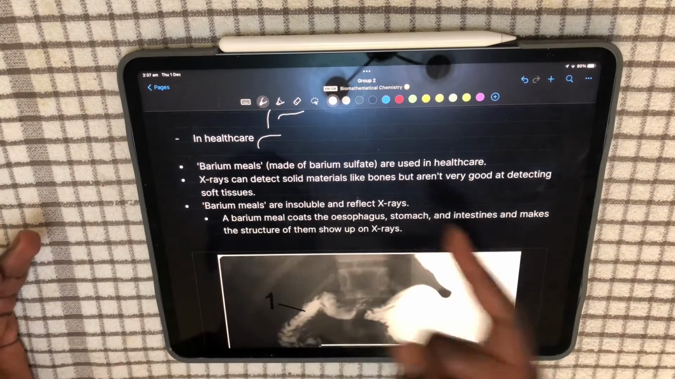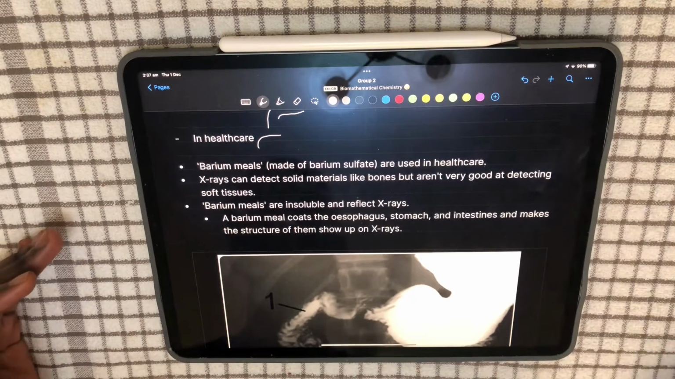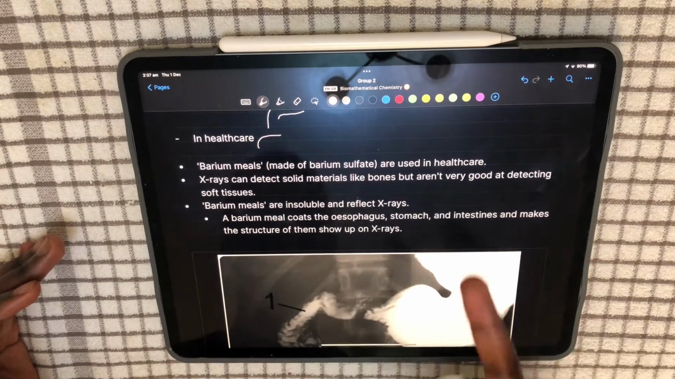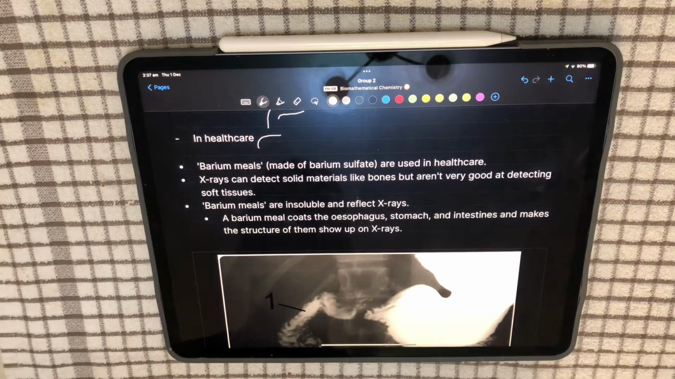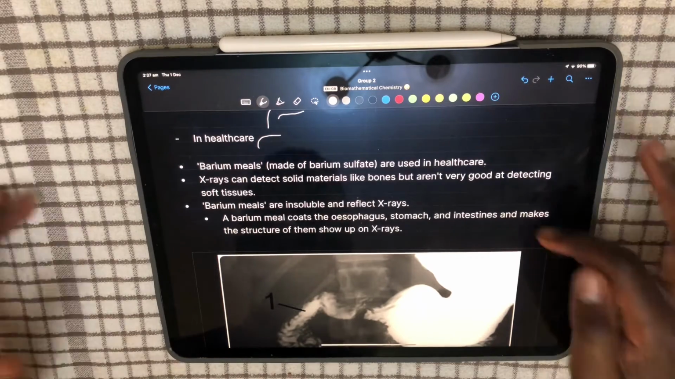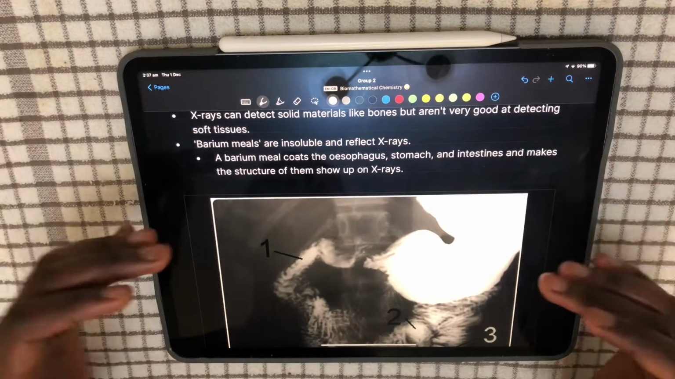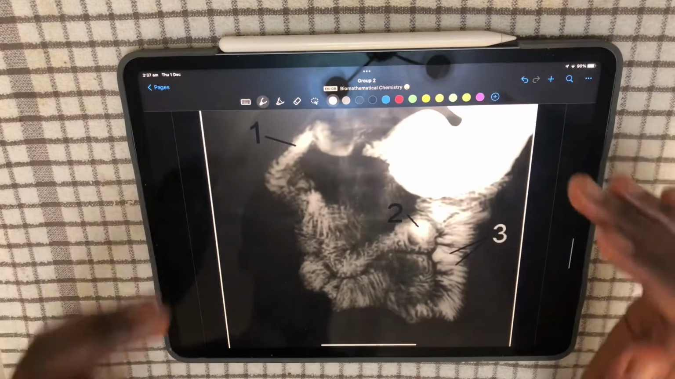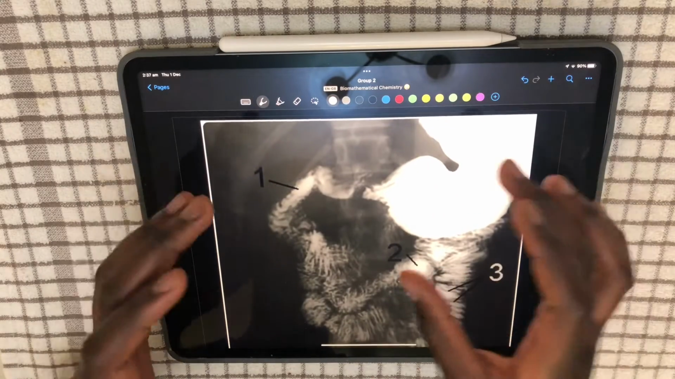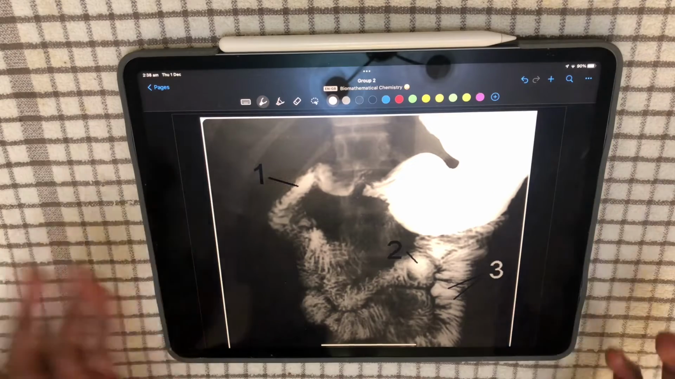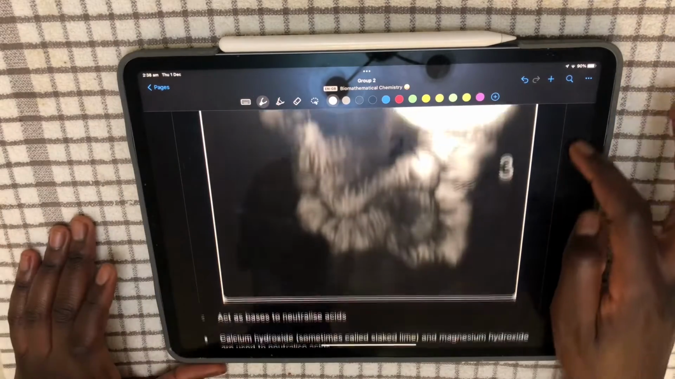So in healthcare, barium meals, or barium sulfate, are used because it's insoluble, and they can use it to line the digestive system when using X-rays, because it reflects X-rays, and they can use it for scanning. And that's all you need to say. You don't have to go in depth and analyze this, but for you to understand what's actually going on here and why it's useful, I thought this diagram might be helpful for someone.